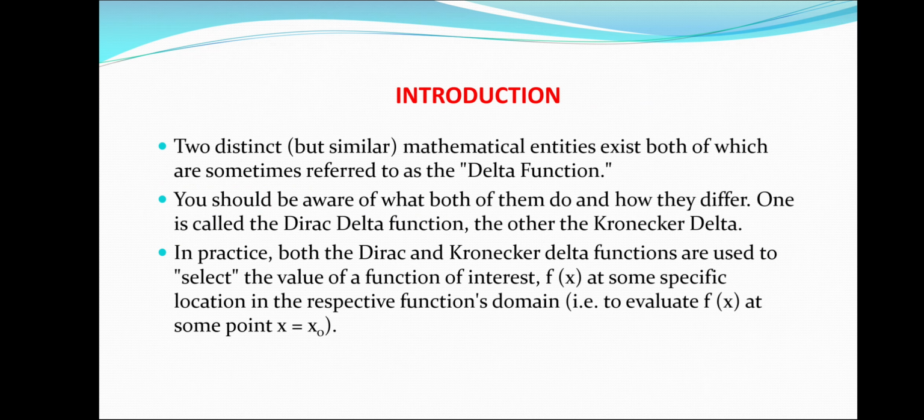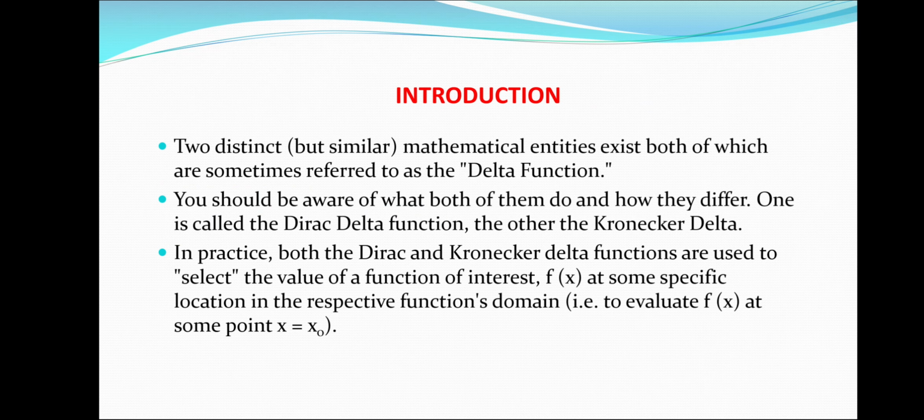Now, coming to the introduction, two distinct mathematical entities exist, both of which are sometimes referred to as delta functions. You should be aware of what both of them do and how they differ. One is called the Dirac delta function and the other is called the Kronecker delta function.